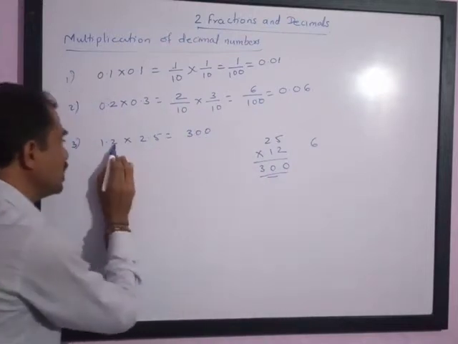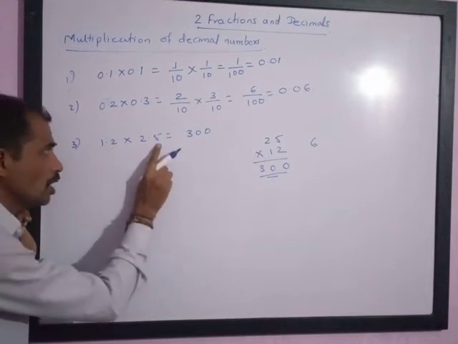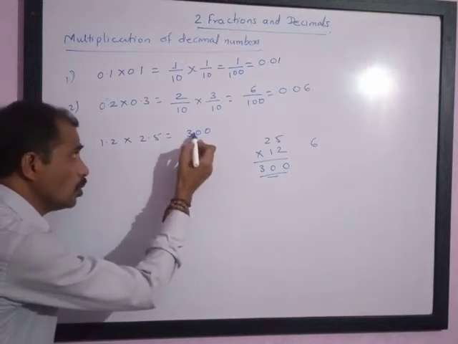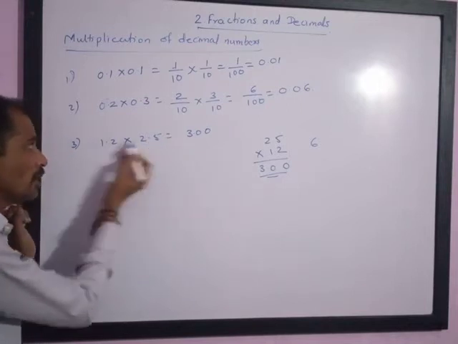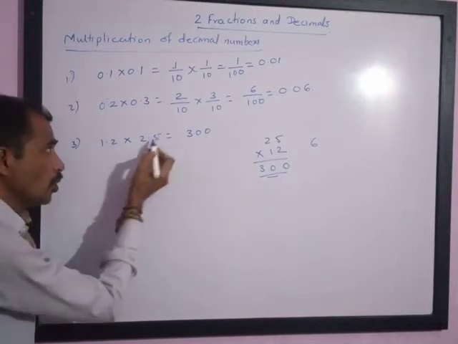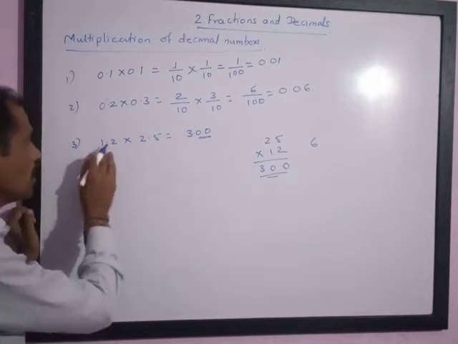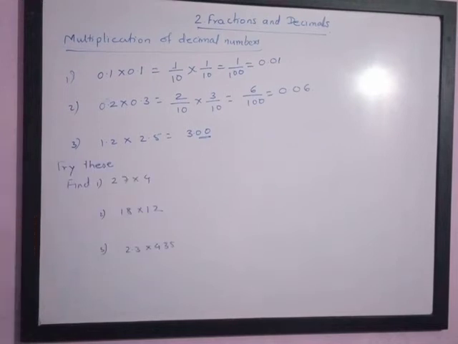Now count how many digits are there after the decimal point. Here it is 1 and here it is 1. So give the decimal point after 2 places, counting from the right side. In the answer you have to give 1 plus 1, that is a total of 2 digits. So the answer of 1.2 into 2.5 is 3.00.